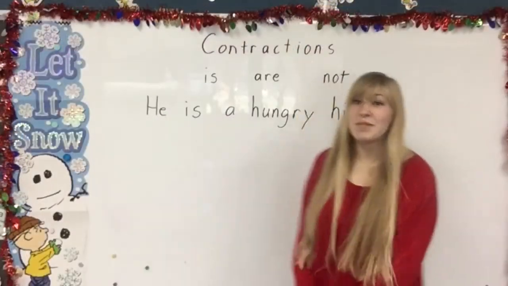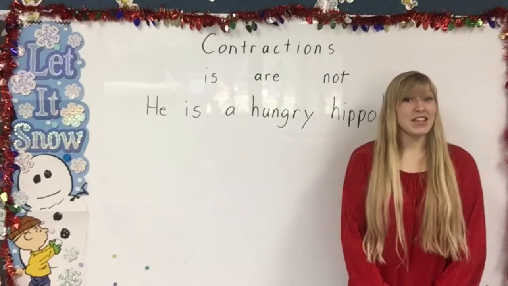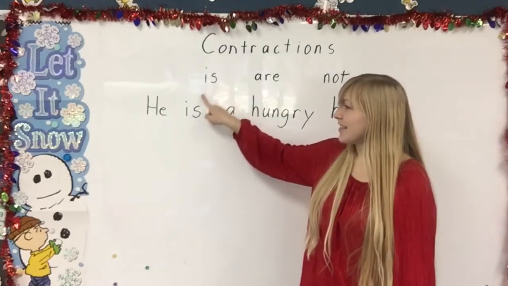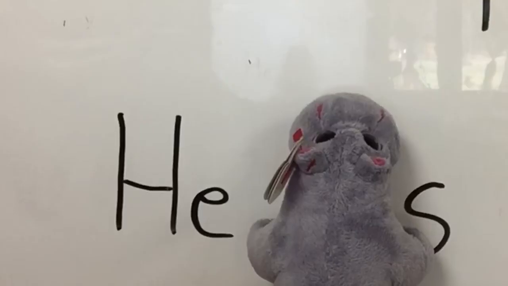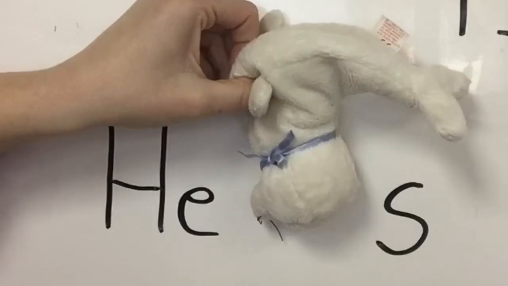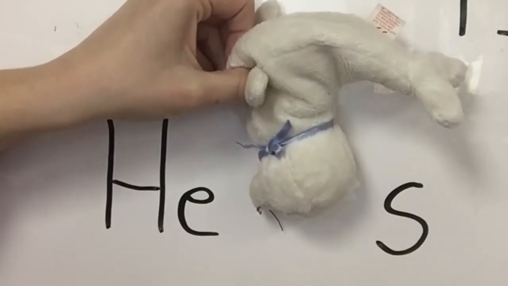I've written a sentence on the board. It says, he is a hungry hippo. Now let's use a contraction. I know I'm working with is, are, and not, and right here I can see the word is. Now Hippo's going to help me out. Hippo has eaten the I from is. What can we put there to represent our missing I? An apostrophe, right. Icing, can you help us out? He, apostrophe S, is he is, or he's a hungry hippo.